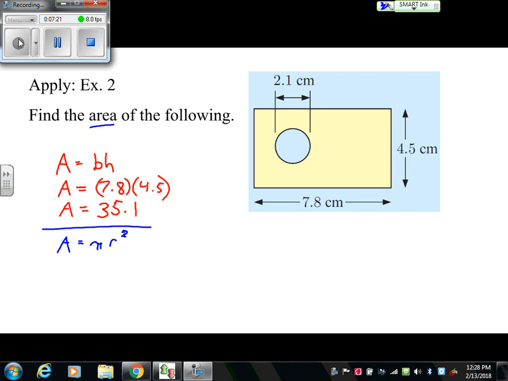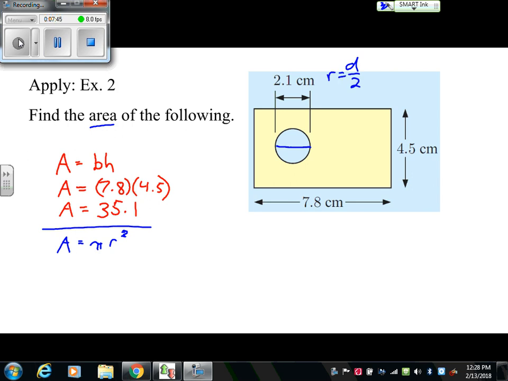Now, what's actually given here? They have 2.1, and you can see that it's extending from one end of the circle all the way to the other end. What do you call a line segment that extends all the way from one to the other? That would be our diameter. However, diameter is not what's in our formula. We have r, or our radius. So to find our radius from our diameter, we simply take our diameter and divide it by 2, and that would equal our radius.